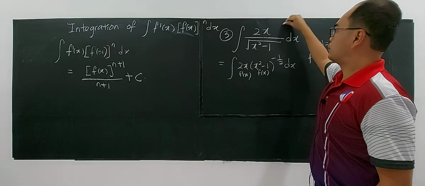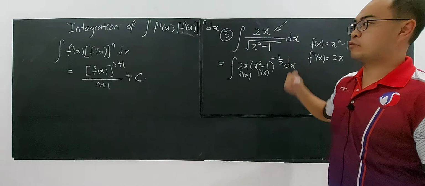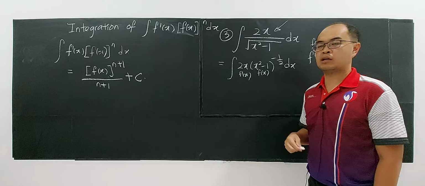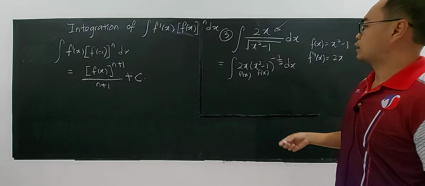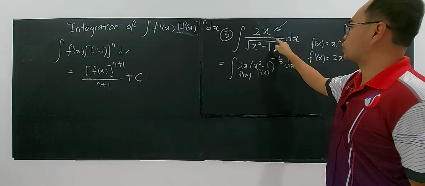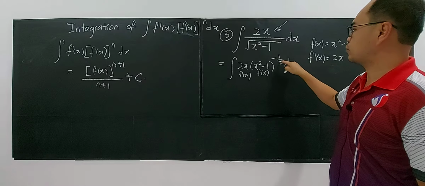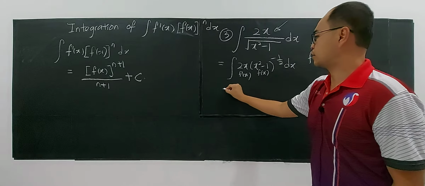But this is hard to see if you don't do a lot of practice. You have to do a lot of practice so that you can see that you are using this formula. As you can see, this is actually a power of 1 over 2; if you bring it up, you get negative 1/2. So then you can apply that formula.